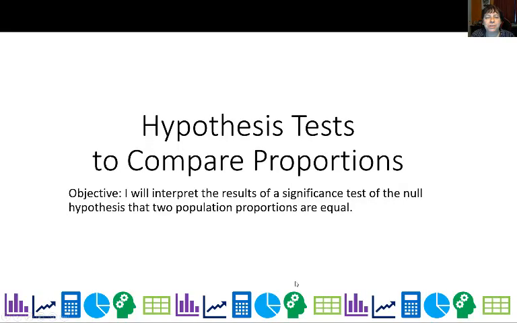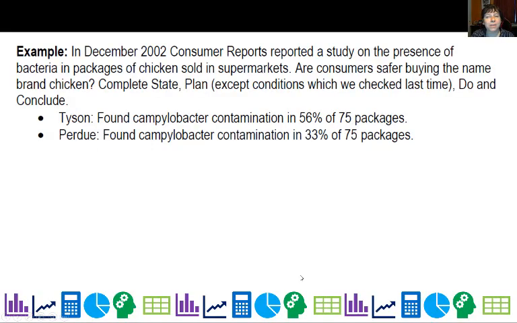And finally, our last two examples. Hopefully it makes sense already, but just in case, we'll do two more. All right, in December 2002, Consumer Reports reported a study on the presence of bacteria in packages of chicken sold in supermarkets. Are consumers safer buying the name brand chicken? So we're going to say name brand is Tyson and Purdue is the store brand.